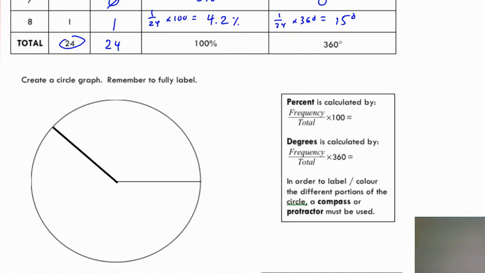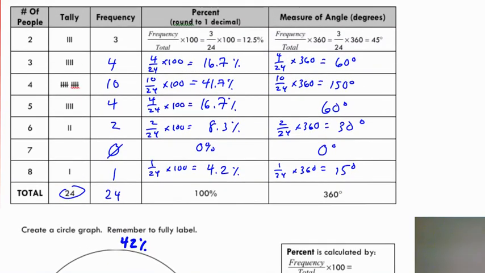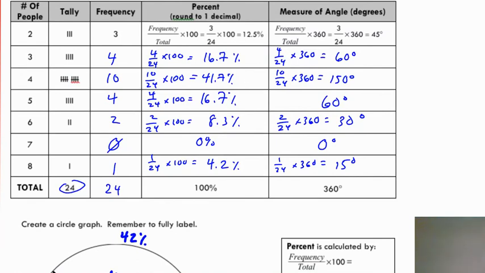Okay. So our 10 is going to give us our 42. So now we have 10 people, which is the 42%. What's our next greatest category? We've done the 42%.